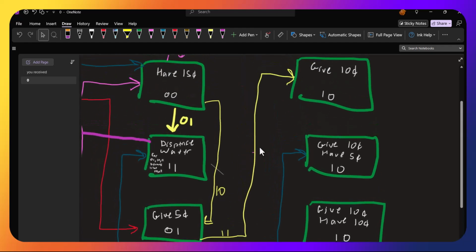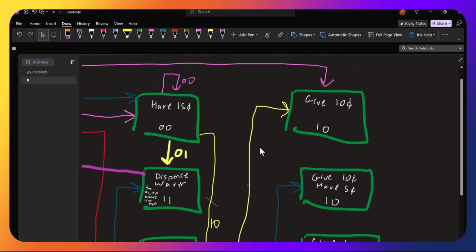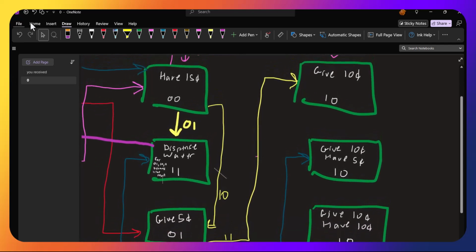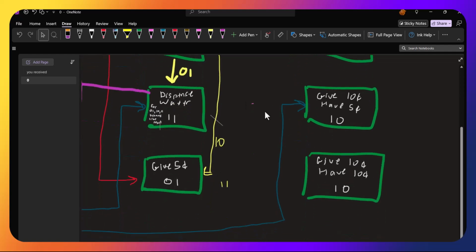Okay, so for the give 5 cents, that means you have nothing. So if you get a quarter, you should go back to where you are. So what did I say? Give 10 cents. No, that's not right. Thank you. So this line right here is wrong. So 1, 1 should go back to where it was.